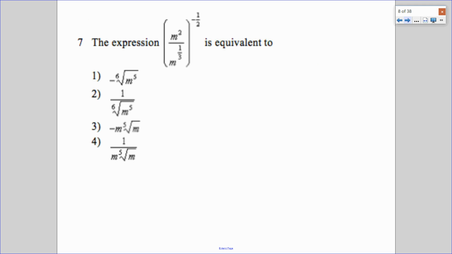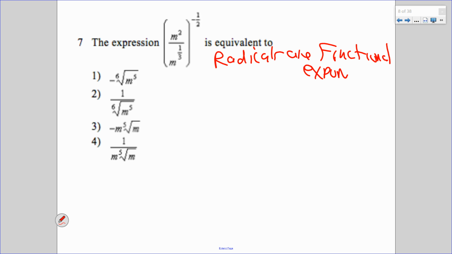Well, I have a song for this one. 4 steps, stay structured. You don't stay structured, you'll be all over the place. Radicals are fractional exponents. So your first step, if you have radicals, you want to rewrite it as a fractional exponent.